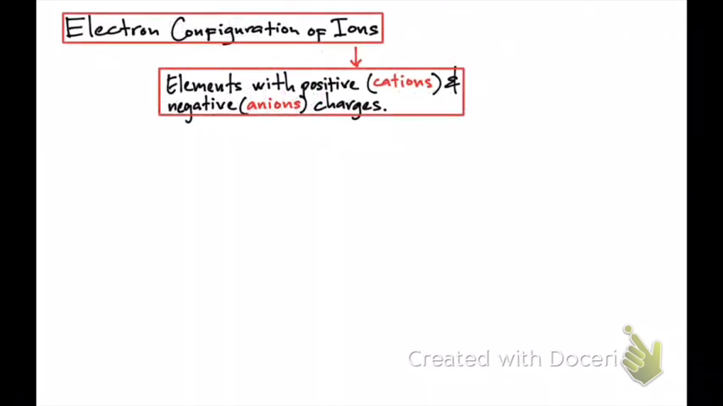All right, so now the last thing that I want to talk about is electron configuration for ions. If you remember, ions are basically atoms or elements with positive and negative charges. An ion with a positive charge is called a cation, and an ion with a negative charge is called an anion. Let's say, for example, we have chlorine. What would a chloride ion, Cl minus, electron configuration look like?